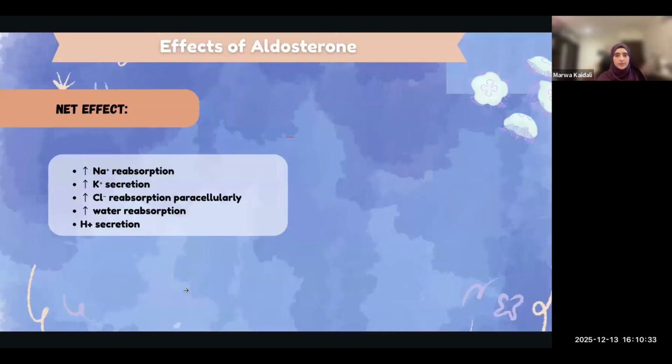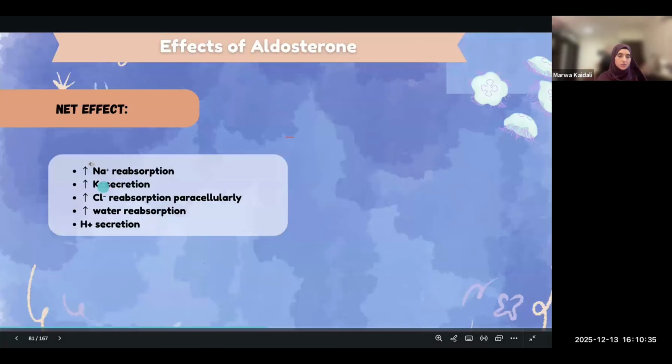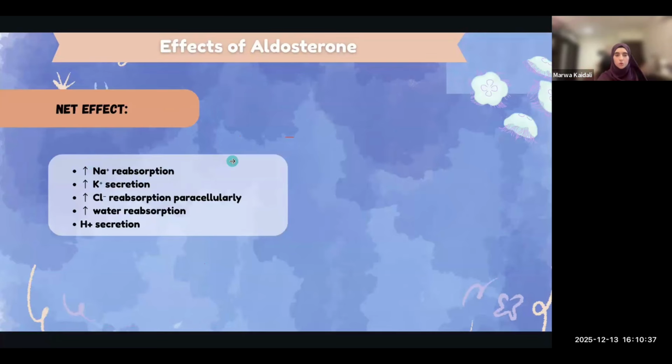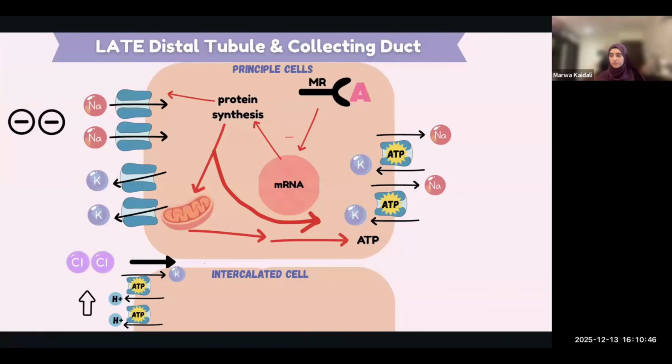But essentially, the net effect of aldosterone is that we're going to have more sodium reabsorption, more potassium secretion, more chloride reabsorption, and more water reabsorption. And then also H plus secretion increases. Do you want me to repeat this part?